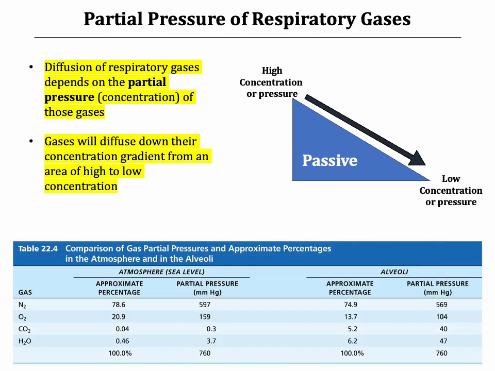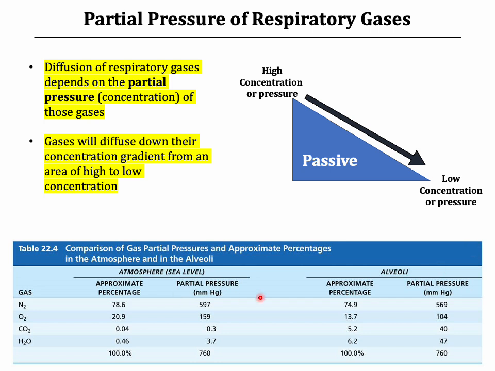Gases are naturally going to diffuse from a high partial pressure, or a high concentration, to a low concentration, right? They go down their pressure gradient. That's just a natural thing that takes place. Diffusion is passive. It's not requiring energy for that movement, right? So these gases are going to diffuse.